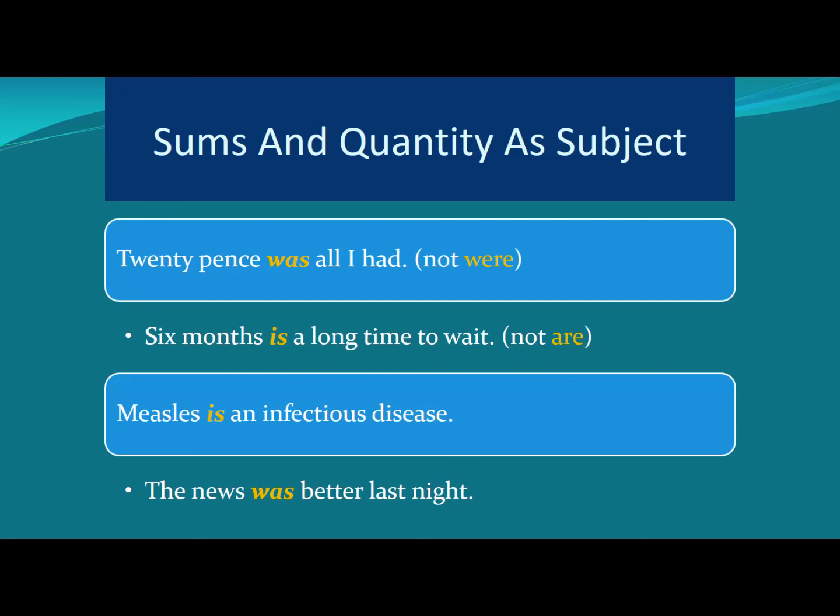See the next sentence. Measles is an infectious disease. Measles is used as a singular subject. We are talking about one disease. Measles is an infectious disease. See the next sentence: The news was better last night. Over here the news is used as a singular subject, so was will be used here.